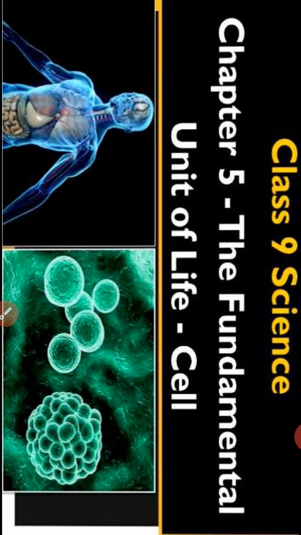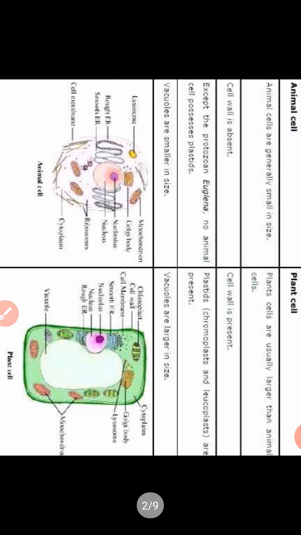Today we are going to continue our chapter number 5, the fundamental unit of life, the cell. Our first topic is the difference between the animal cell and plant cell. All of you know animal cells and plant cells are examples of eukaryotic cells, but there are some differences between them. First of all, animal cells are generally small in size, while plant cells are usually larger than animal cells. So this is the first difference.